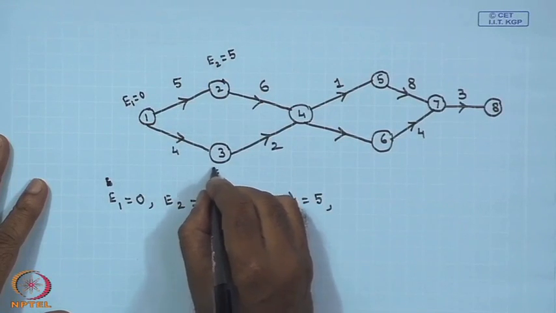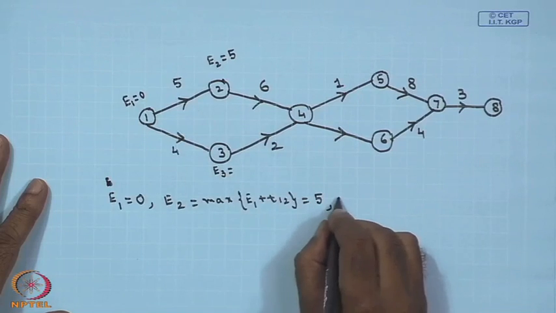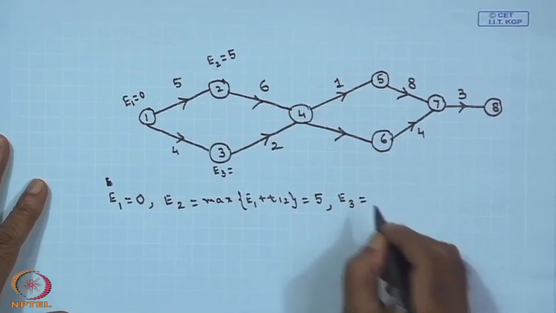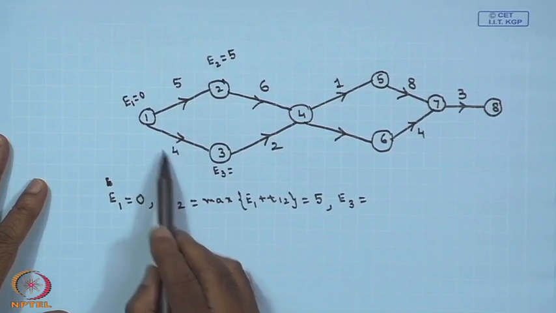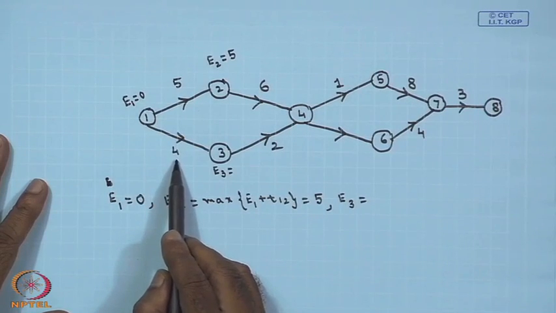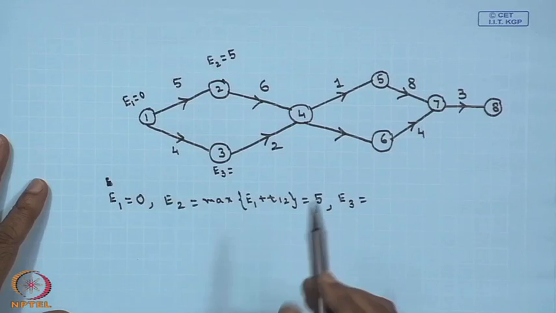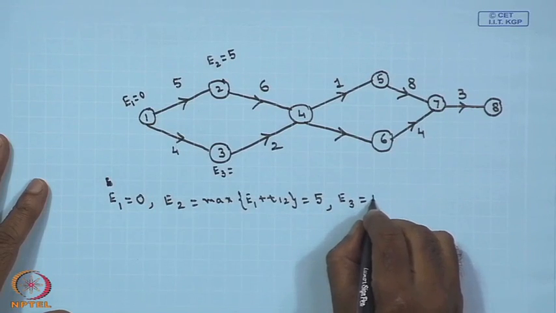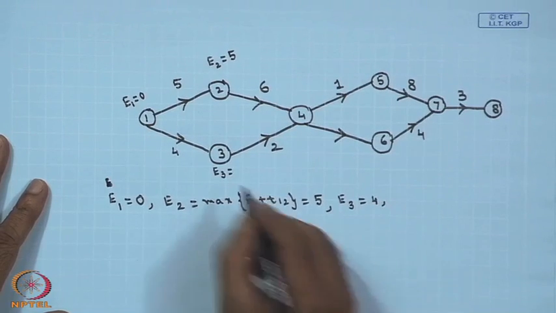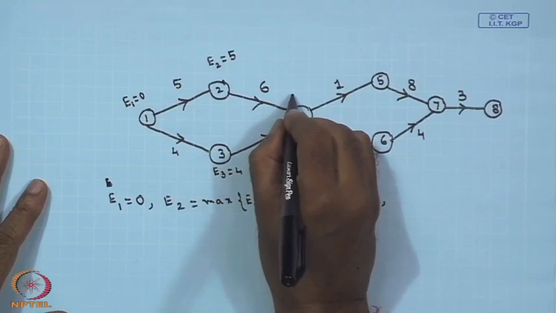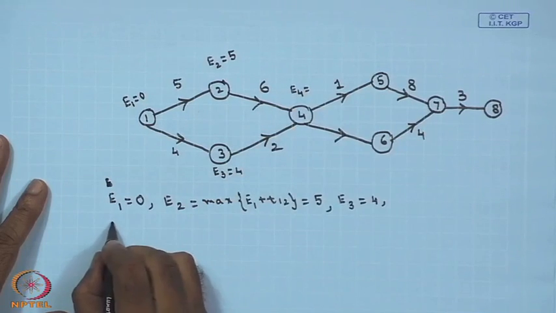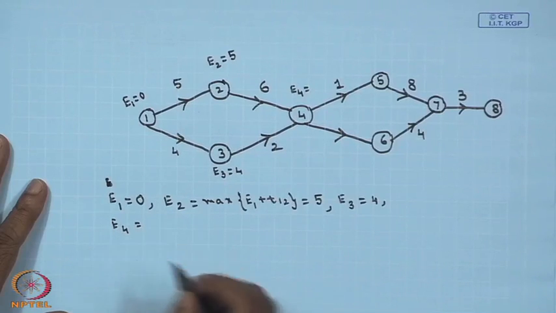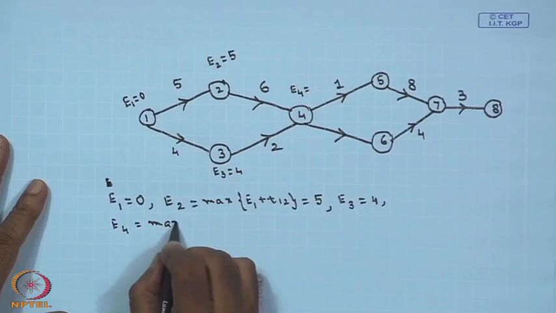Now, in the sequence you have to calculate E3. Similarly, E3 will be maximum of E1 plus T13. What is T13? T13 is 4 and E1 is 0. So, 0 plus 4. So, E3 will be equal to 4. Let me calculate now the E4. Let me write down E4. I am writing this, afterwards I will not write for the next problems.